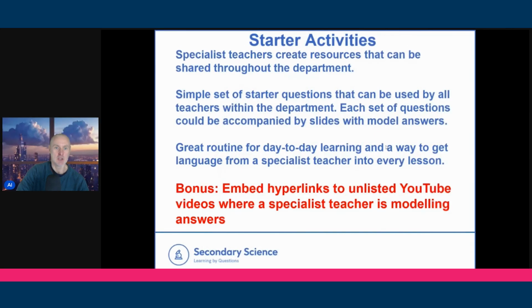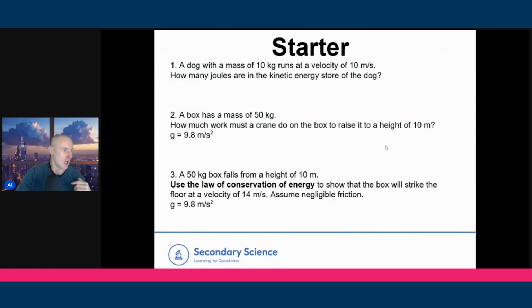Okay. Something else I think is great for getting the voice of a specialist teacher into the classroom of a non-specialist teacher: simple starter activities. So I'll give you an example. I'm using physics as an example, but obviously this could be any subject. We can get the specialist physics teacher to write, as the year goes on, a set of starter activities that are written to a high level using that specialist language, that specialist vocabulary.